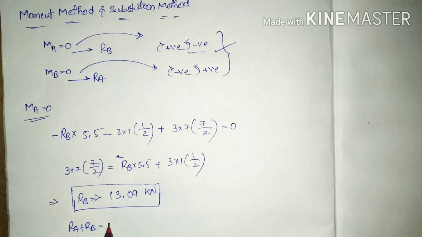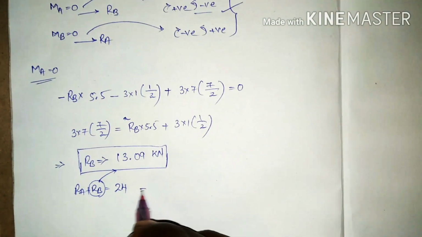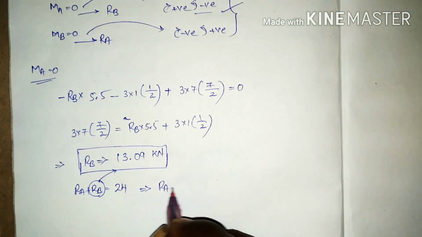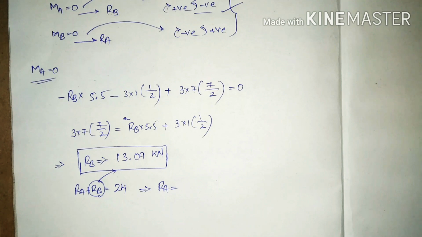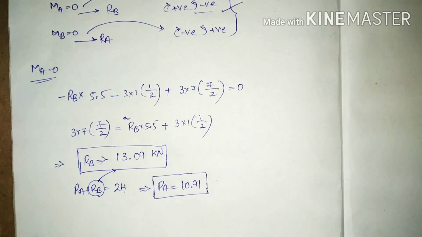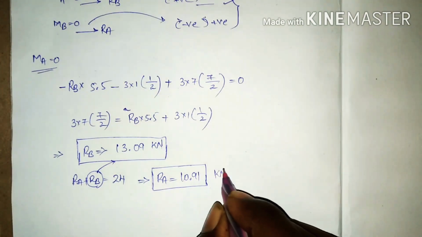Substituting the value of RB in equation 1, RA plus RB is equal to 24. In the place of RB I substitute 13.09, so that I get the value of RA, which is 10.91 kilonewtons.